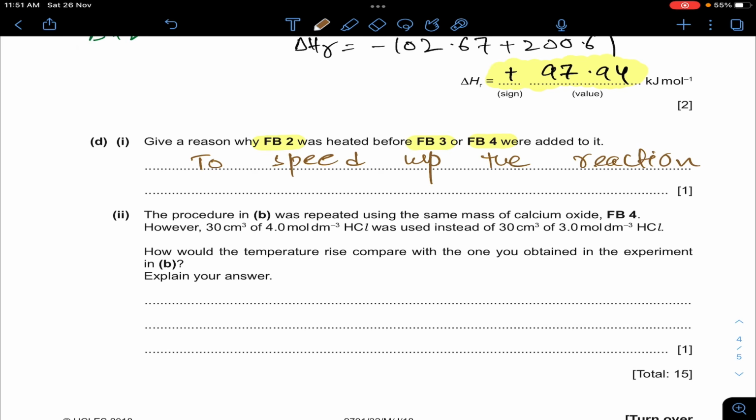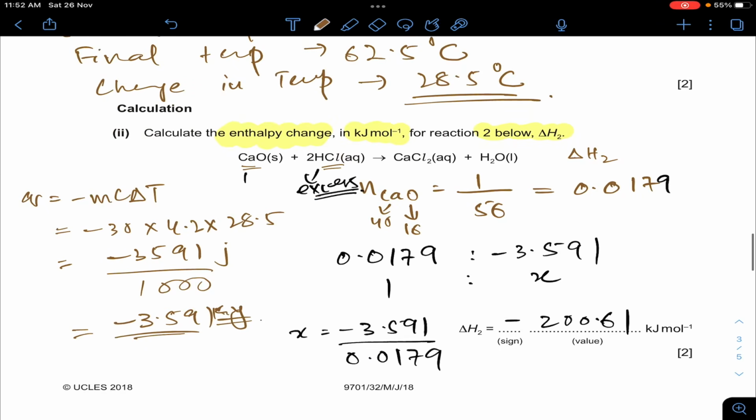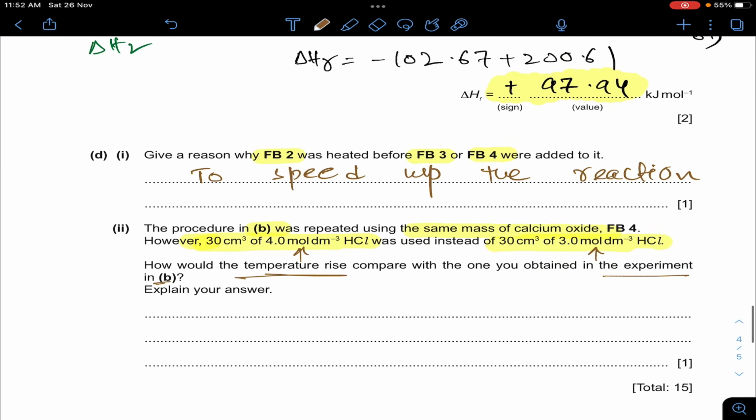Now the next part is: the procedure in B was repeated using the same mass of calcium oxide FB4. However, 30 cm³ of 4 mole per dm³ HCl was used instead of 30 cm³ of 3 mole per dm³ HCl. This means we have taken the same volume of HCl, but instead of 3 mole per dm³, now we are using 4 mole per dm³. So how would the temperature rise compare with the one you obtained in the experiment in B? So with 30 cm³ of 3 mole per dm³, the temperature rise which we get was 28.5 degrees centigrade.